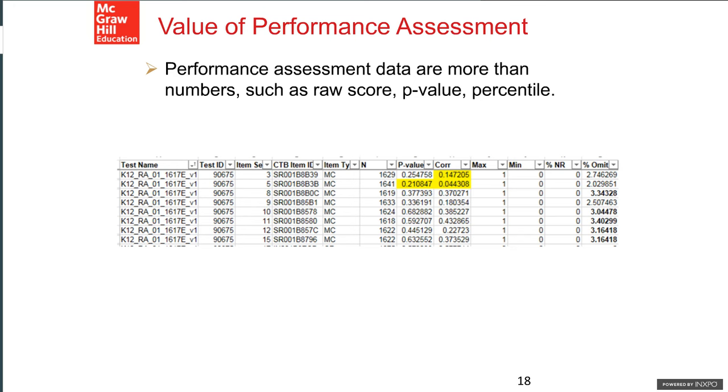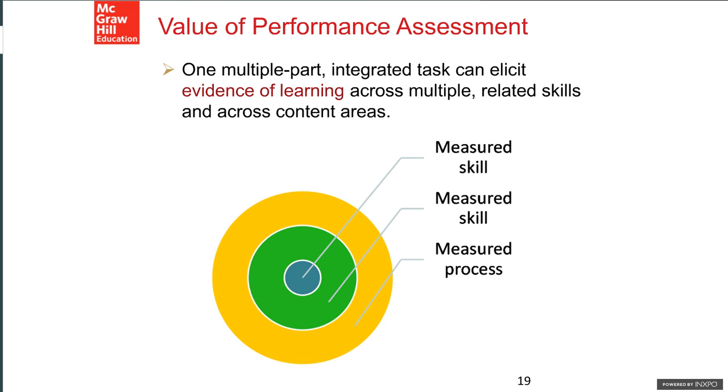So that I would say is the first value, that the performance assessment data is much more than numbers. Secondly, the performance assessment is one multiple part, an integrated task, can elicit so much more evidence of learning across multiple related skills and across content areas. So this graphic here represents a performance task which measures multiple skills. These are integrated, and they provide a lot of information about the student in one meta item rather than in separate, singular, discrete items.